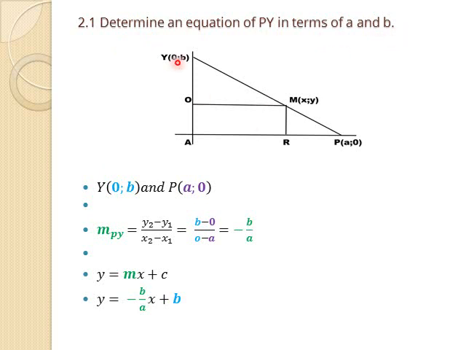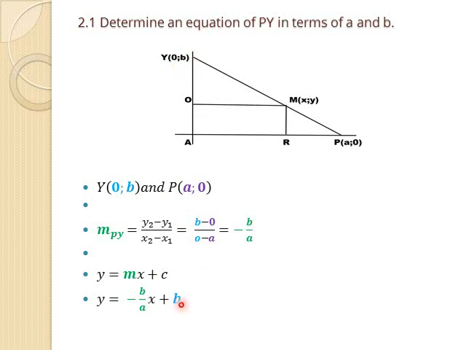Right, so I have Y, 0 and B, and I have P, A, and 0. Find the gradient of PY: Y2 minus Y1 over X2 minus X1. So there, P minus 0, 0 minus A, so my gradient is minus P over A. So my equation reads Y equals mx plus C, where m now is minus P over A, and C, it makes contact with the y-axis at B, therefore C is simply plus B.